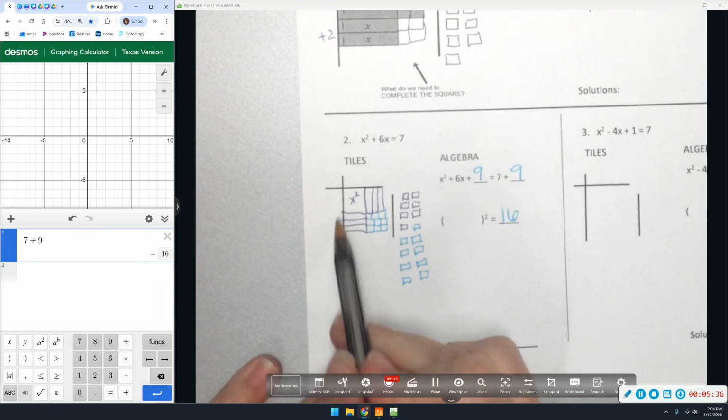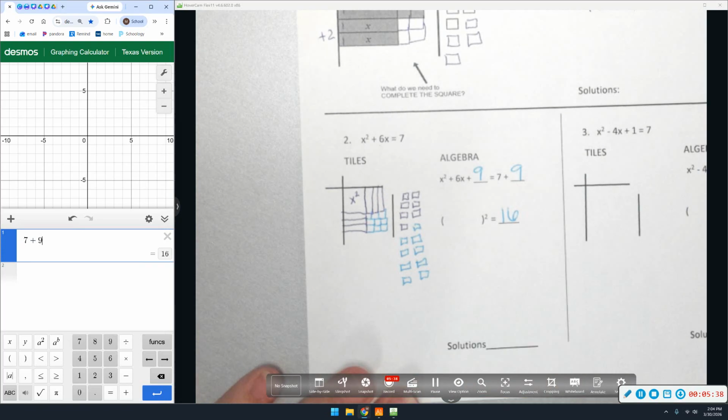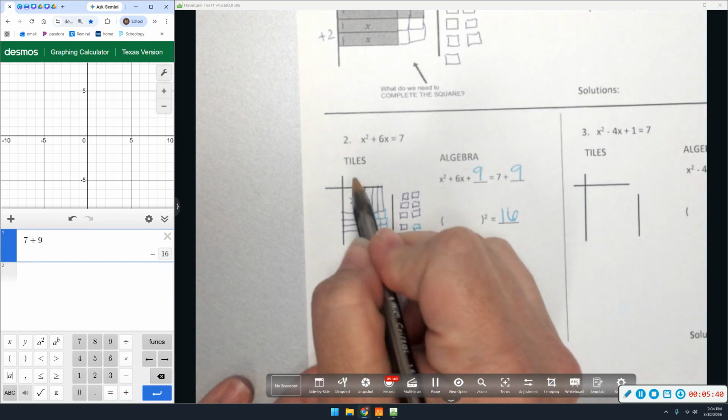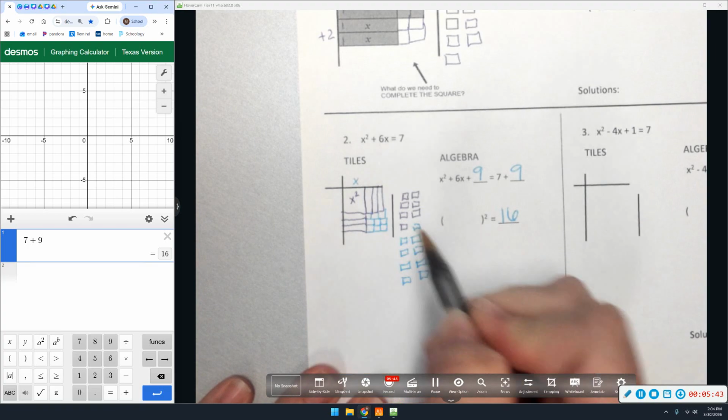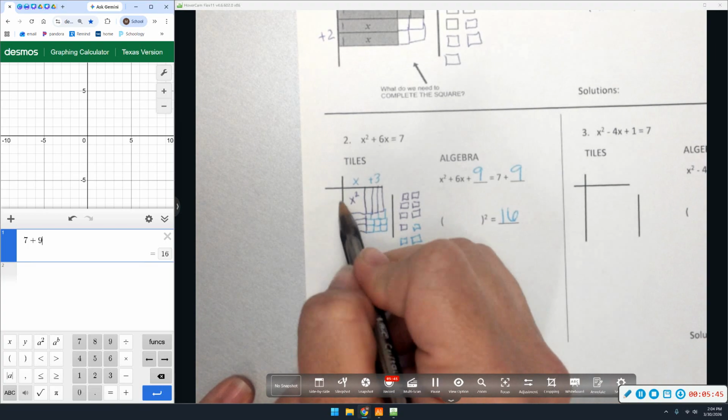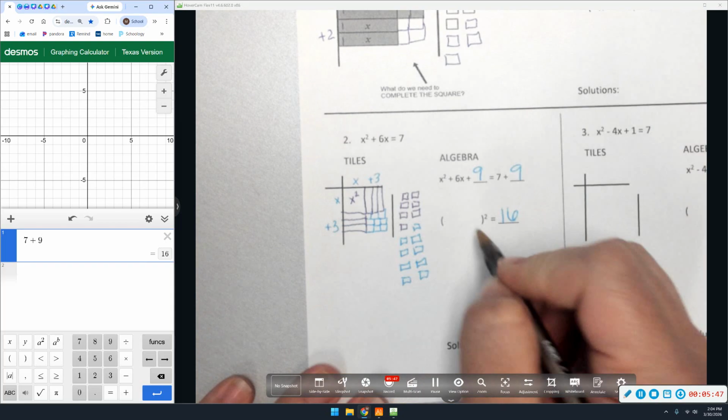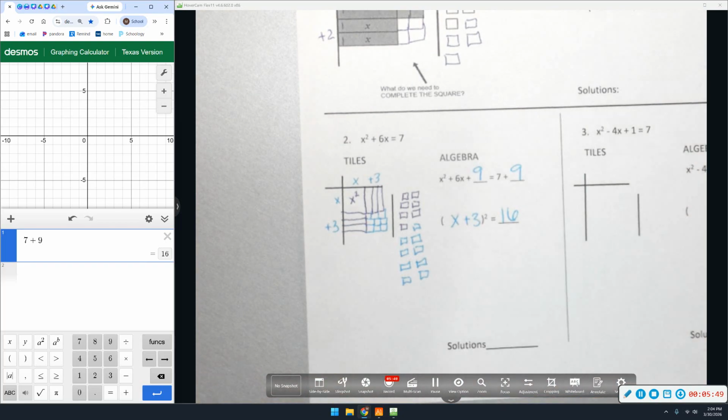And what would this be written as a squared? What's my length here? And how many singles did I put? Plus 3, or how many singles? Okay, and then x plus 3, so this is x plus 3 squared.